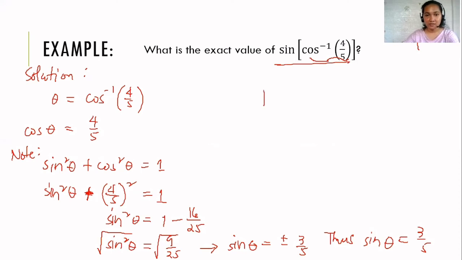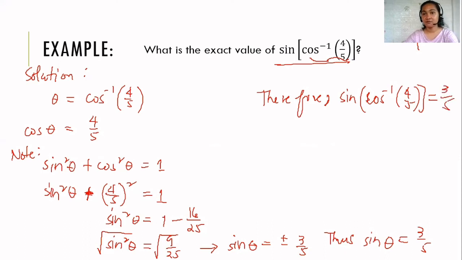So, therefore, let's write it here. Sine of cosine inverse of 4/5 is equal to 3/5. This is the exact value of the given expression.